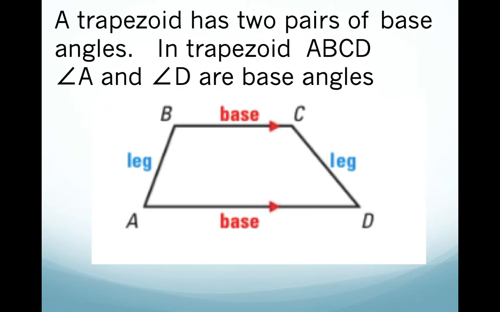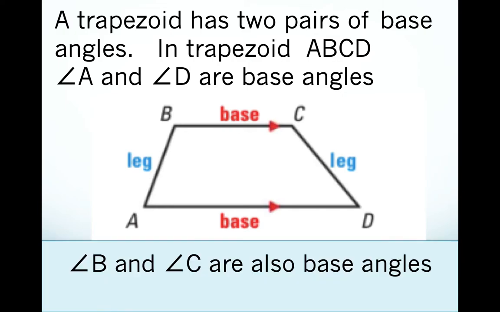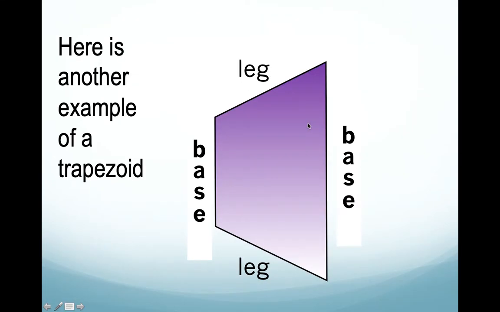A trapezoid also has two pairs of base angles. If I look at the bottom of the figure, I have a base that connects angle A and angle D. And at the top, I have another pair of base angles, angle B and C, which are connected by a base. I don't have to have bases that are horizontal. They can be vertical or have some other orientation.